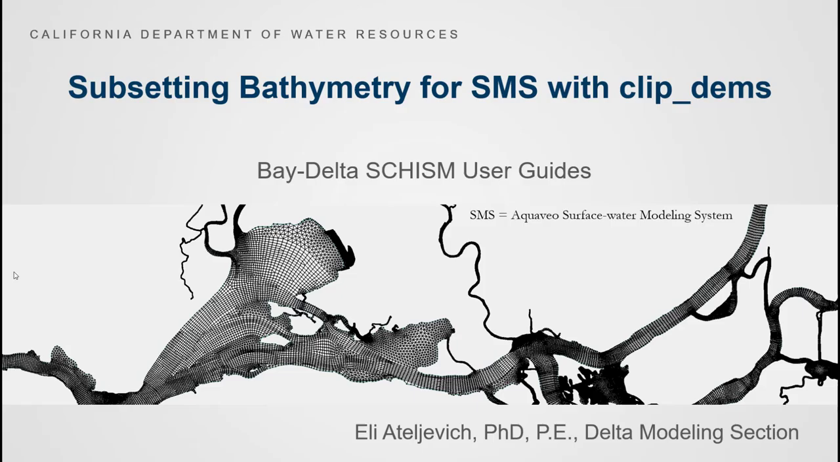Hi, this is Eli Atelovich of the Delta Modeling section of the California Department of Water Resources, and the topic for this session is subsetting bathymetry for use in Aquaveo SMS using the clip DEMs utility that we distribute in the Schimpy Python package in our GitHub repository. We'll be assuming both a working Schimpy installation and some familiarity with SMS in this tutorial.